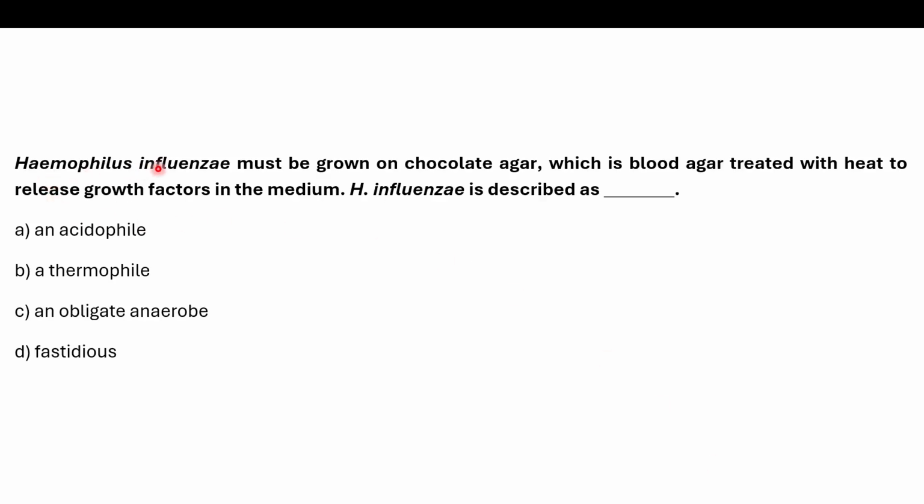Next, Haemophilus influenzae must be grown on chocolate agar, which is blood agar treated with heat to release growth factors in the medium. So, Haemophilus influenzae is described as what? In this scenario, it actually requires a special type of medium. This bacterium needs a special type of nutrient resource for its growth. So this is a fastidious microbe here.